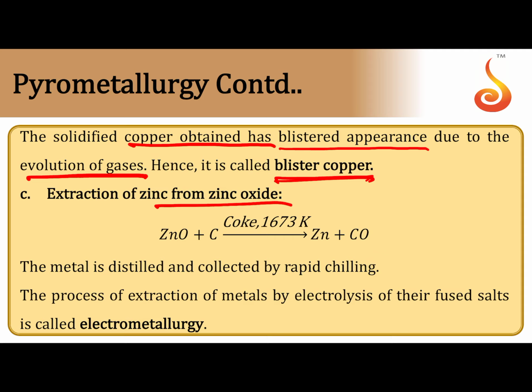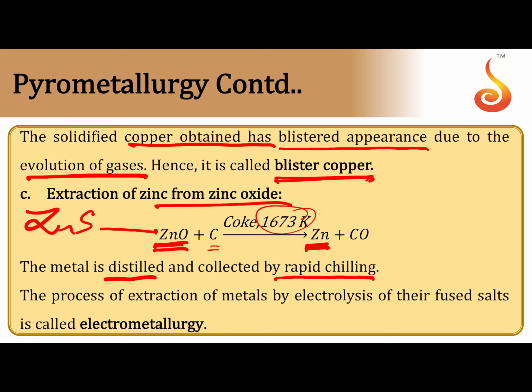Similarly, extraction of zinc from zinc oxide: zinc blende on roasting gives zinc oxide. After getting zinc oxide, it is subjected to reduction by coke at high temperature, 1673 Kelvin. It loses oxygen and becomes zinc. So reduction of zinc oxide can be done by coke at 1673 Kelvin. Then only is the reaction spontaneous, delta G is negative. The metal is distilled and collected by rapid chilling.